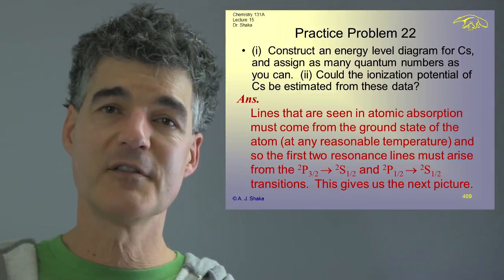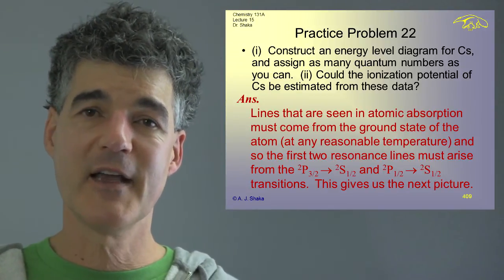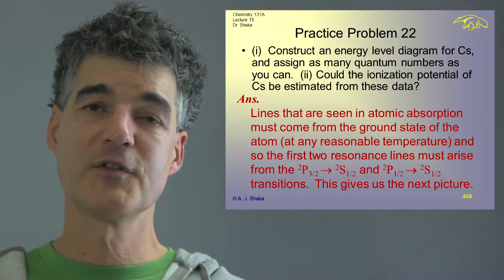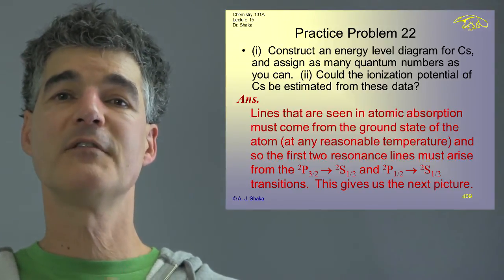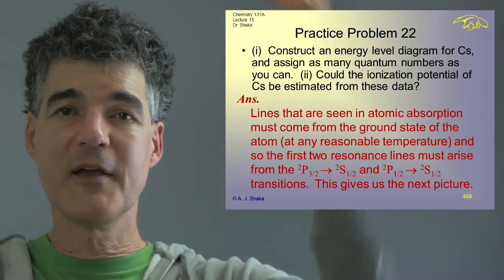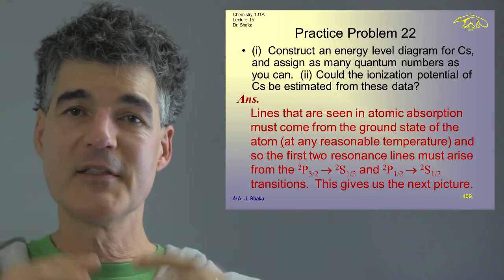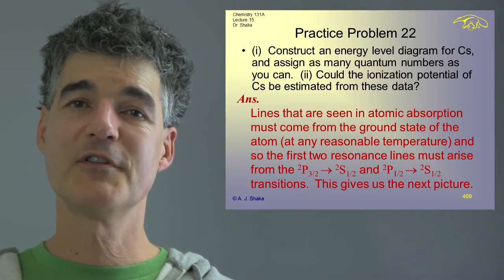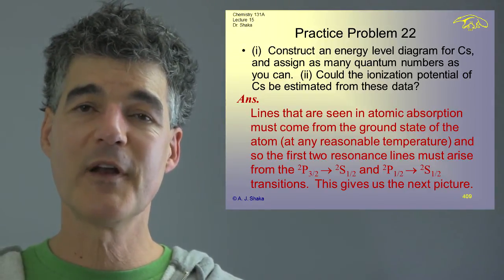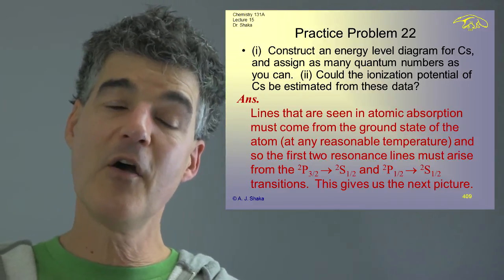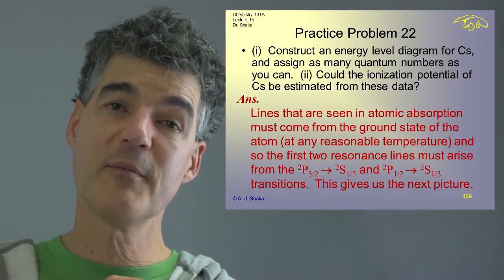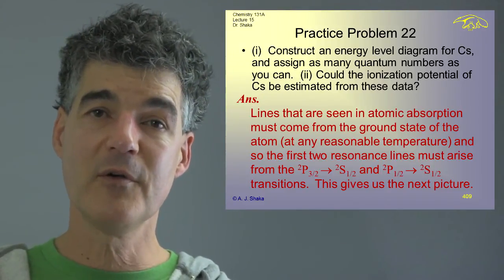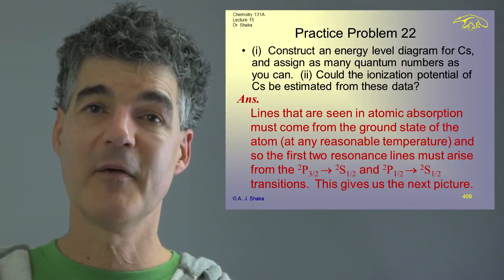There are other transitions going on, but they're less intense. The fact that those lines are seen in absorption means you have to start in the ground state. You don't start with the electron up here, because if you have the electron up here and it's in absorption, the temperature would have to be extremely high. And the temperature is not extremely high. The temperature is just whatever it is. And so we know that those two lines terminate in the ground state of the atom. And that's an important clue to help us assign them.